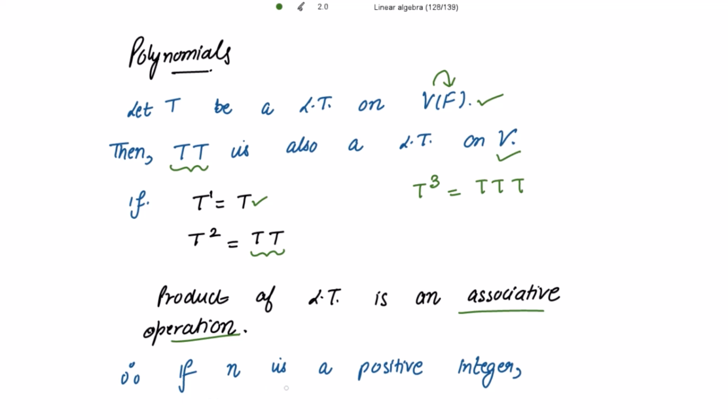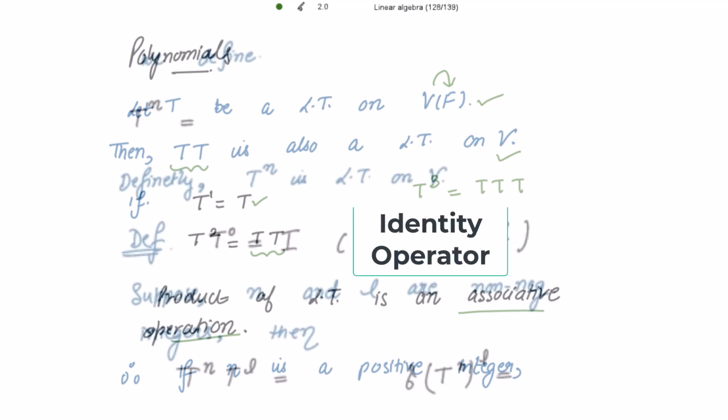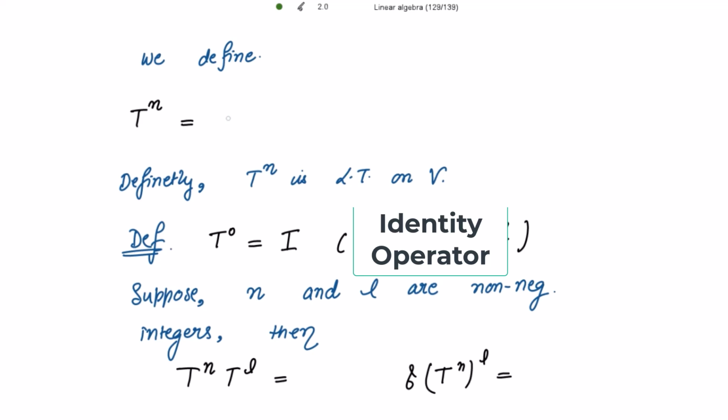So therefore, if n is a positive integer, we define T to the power n to be T multiplied by T multiplied up to n times. So definitely T to the power n is a linear transformation of V. All these are linear transformations. So T to the power n is also a linear transformation on V. Then T0 will be defined as I.